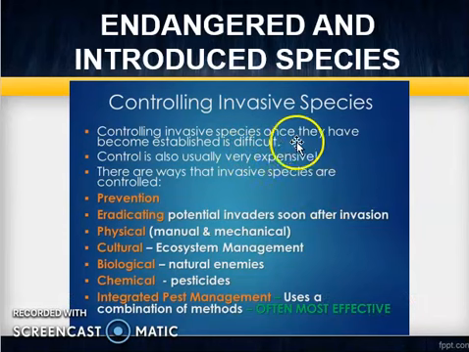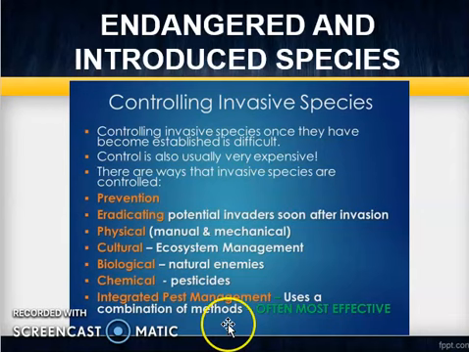Controlling invasive species, once they have become established, is difficult. Control is also usually very expensive. There are ways, or methods, that invasive species can be eliminated. For example, prevention, eradicating, physical, cultural, biological, chemical method, and lastly, integrated pest control.